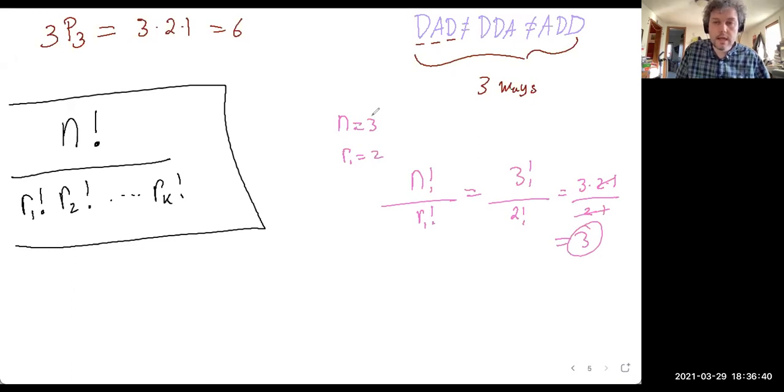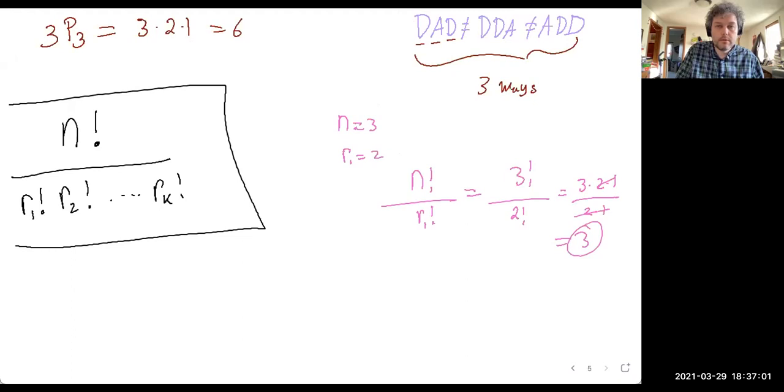So I claim there's 3 ways to write the letters DAD: DAD, DDA, ADD. That's the only ways you can write them because of the duplicates. So this is not a plain permutation. It's kind of a special case because we have the repeats that we have to keep track of. Hopefully that makes sense. I'm going to show another example though.